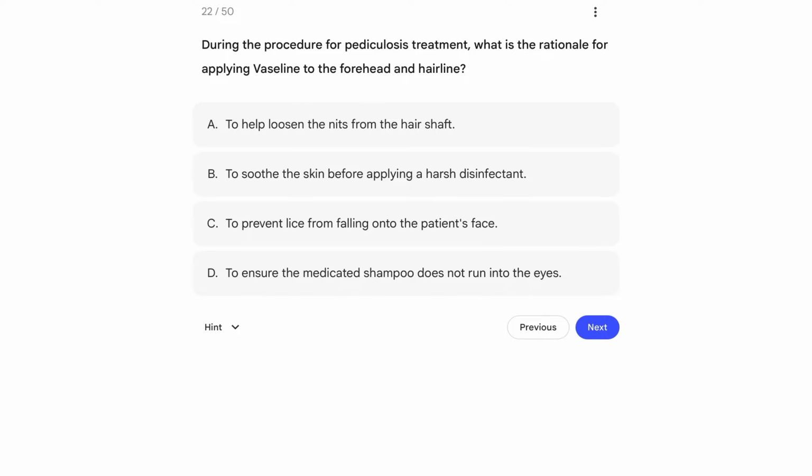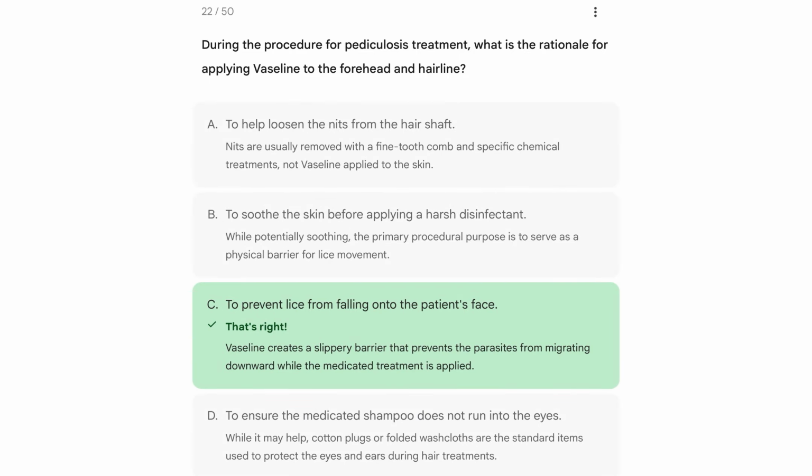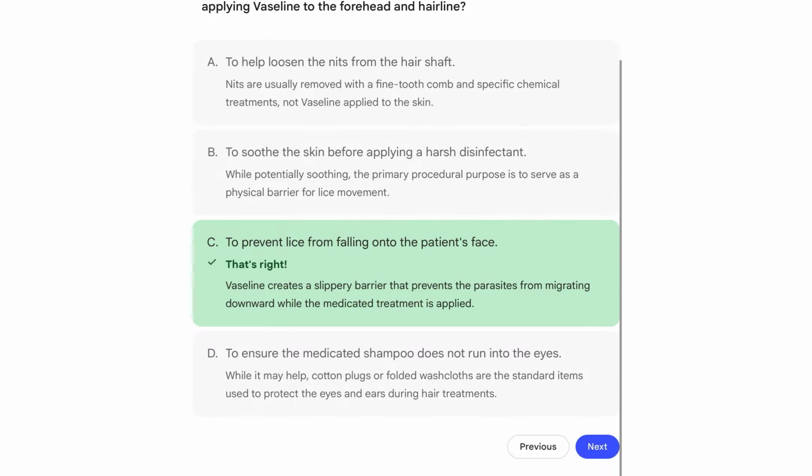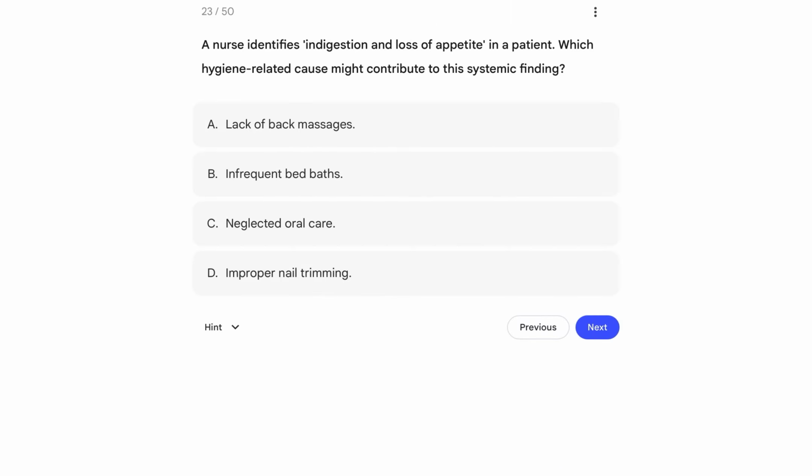So, which is the answer then? Option C. Vaseline creates a slippery barrier that prevents the parasites from migrating downward while the medicated treatment is applied. Everyone understood this one? Yes. Next, third question: a nurse identifies indigestion and loss of appetite in a patient. Which hygiene related cause might contribute to this systemic finding?